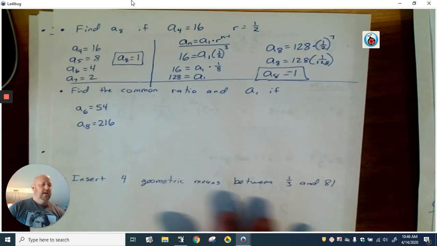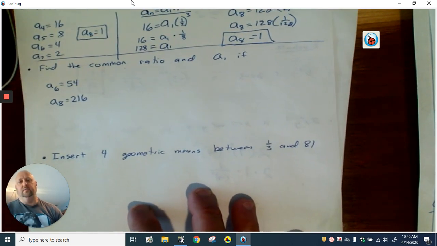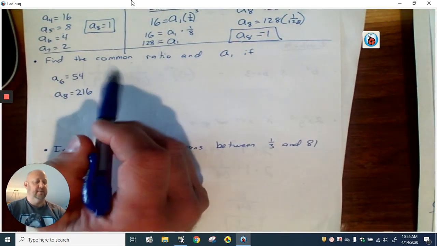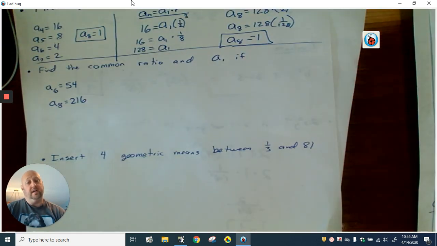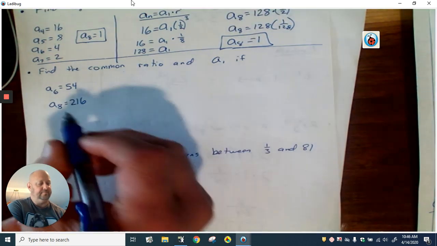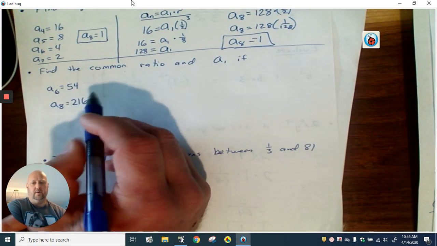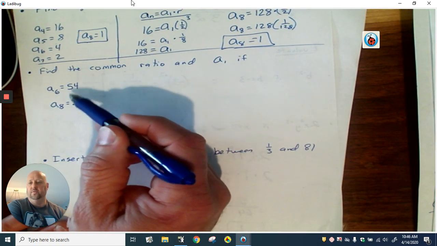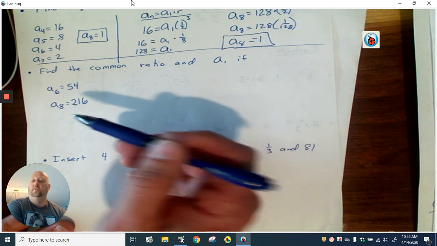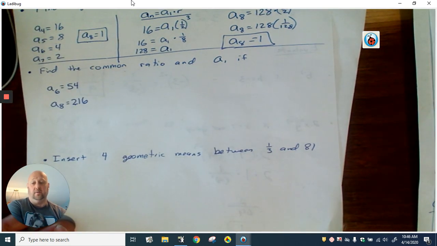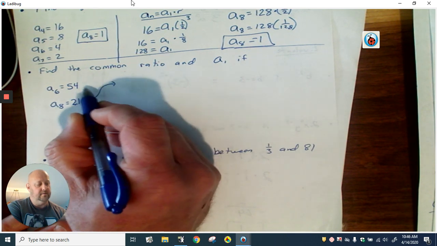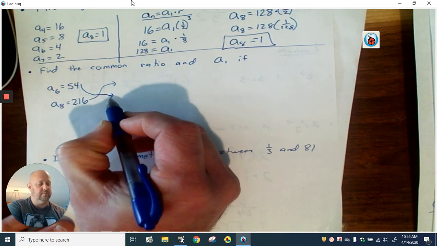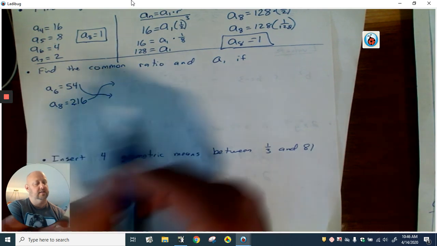Okay, let's try one like we did yesterday where they gave us 2 random terms. Now we do have to be very careful with these, and I'll show you why. We can do them the same way. I told you before, if they give us 2 random terms, you should be thinking system of equations all along. Now, I do recommend doing the bigger term first, and I'll show you why in a second.